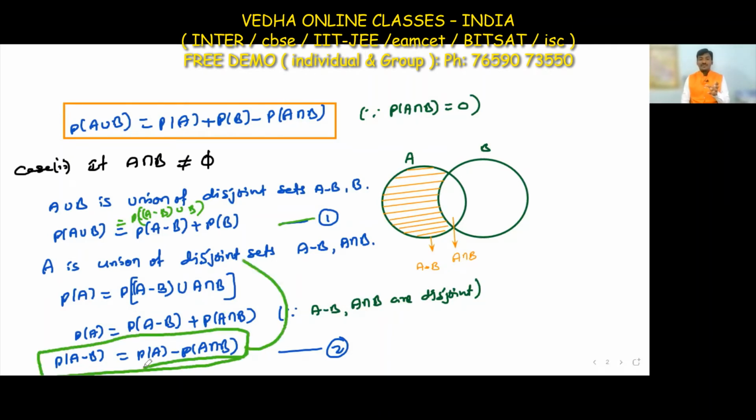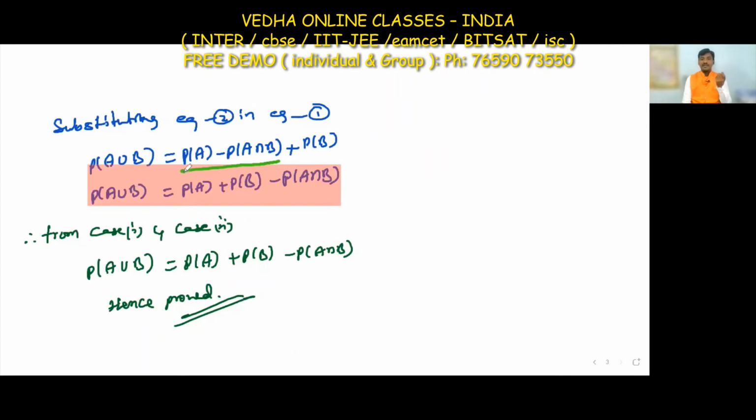Take this, call it equation 2, and substitute it in place of A minus B in equation 1. Substituting equation 2 in equation 1, what do we get here? Probability of A union B is equal to probability of A minus probability of A intersection B plus probability of B. Just write this probability of B here, and this negative term at the last. That is what we have to prove. From case 1 and case 2, the final answer is probability of A union B is equal to probability of A plus probability of B minus probability of A intersection B. Hence, it is proved. Understood?